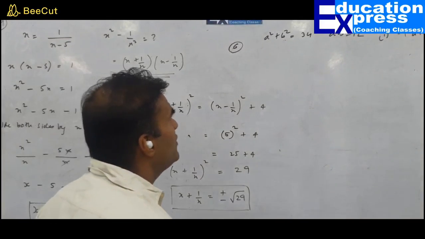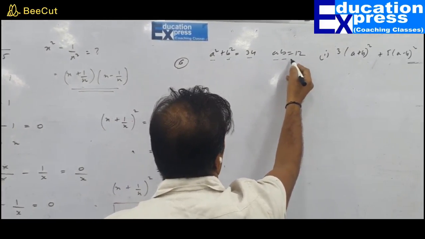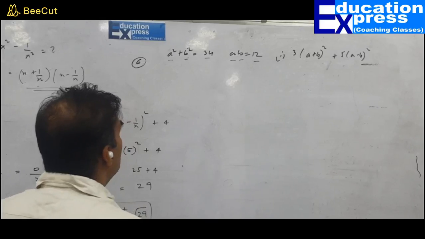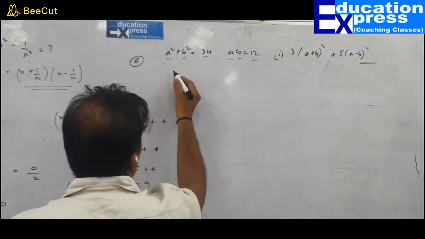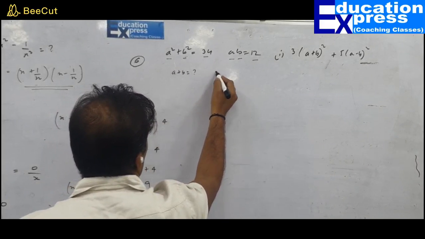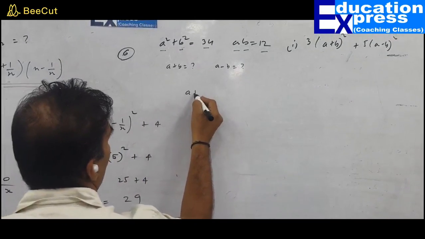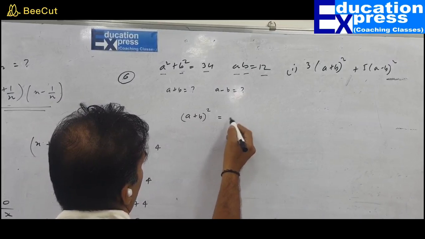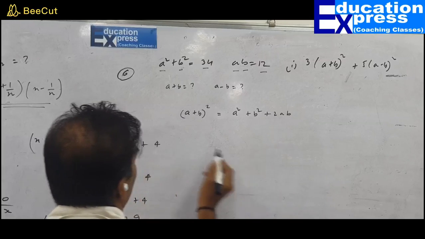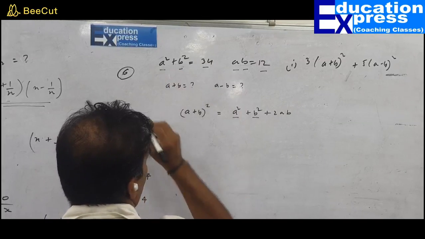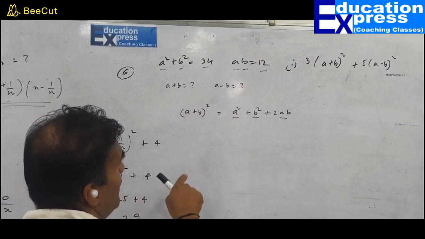Move on to the next question, which is again a very simple one. A square plus b square is 34, ab is 12. So if a square plus b square is given to us and ab is given to us, we can easily find out a plus b. We can also find out a minus b. How, sir? When we expand the formula a plus b the whole square, we get a square plus b square plus 2ab, which takes care of a square plus b square, which is given to us, and ab. I told you, you have to apply the formula depending on the situation.